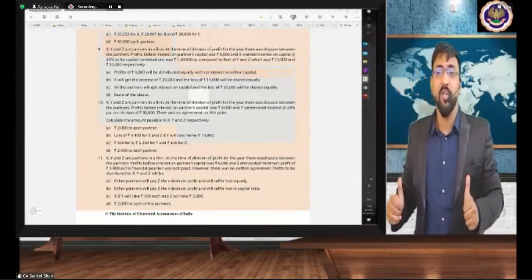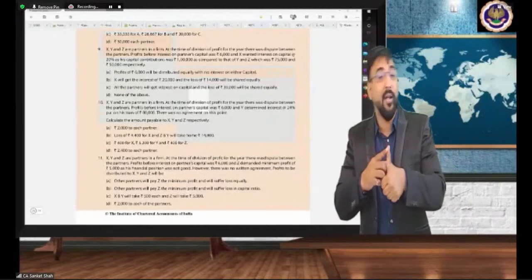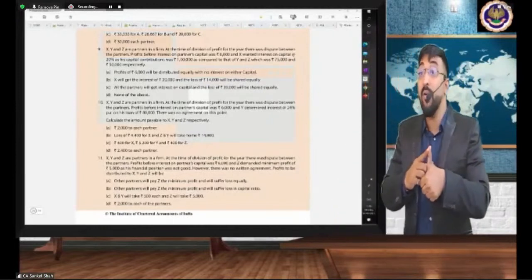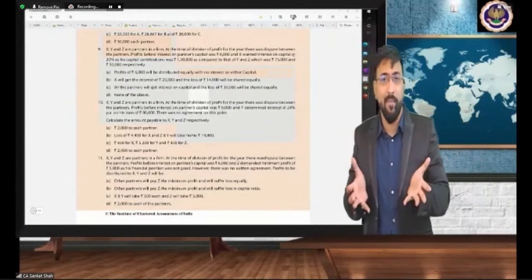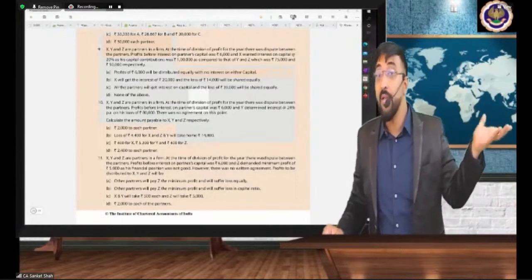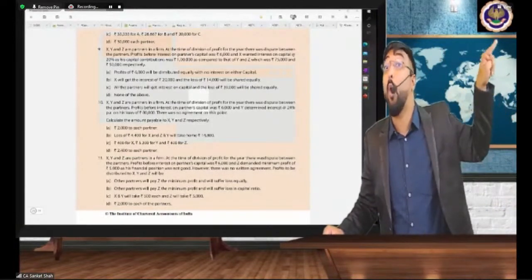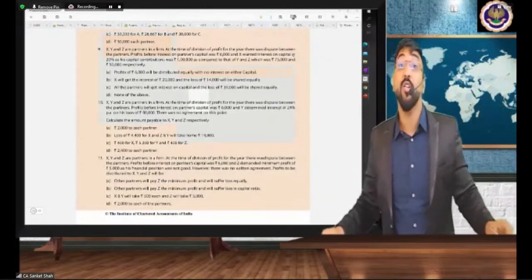So in partnership, what is important? First thing, capital account. Sir taught us the basic rules of accounts, and we have to stick to our basics. So capital account has a credit balance. We start with contributing capital on the credit side, and whenever it is a reduction, it is on the debit side.